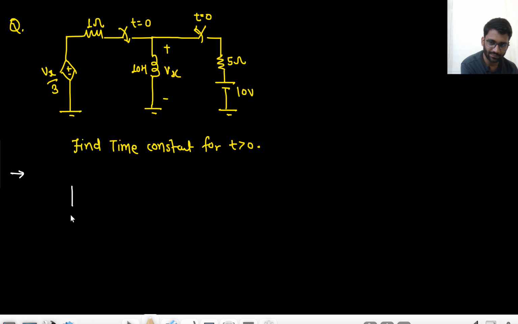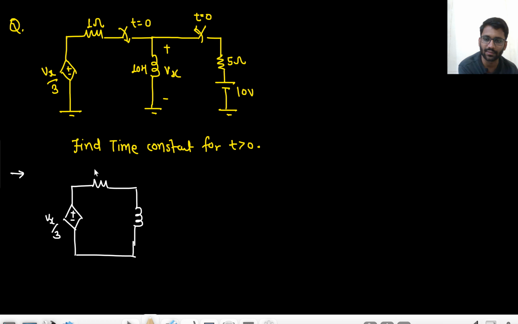So basically, this Vx by 3, all those similar kinds of questions we have solved in this exercise only. The first question was like this only. Now I am just asking you the time constant, nothing else. This is 10 Henry and this is your Vx. Now tell me, what is my L effective?